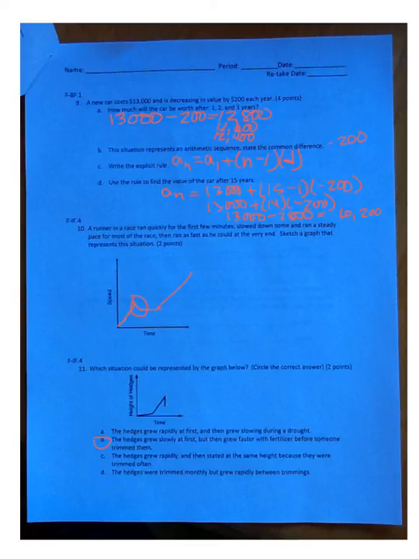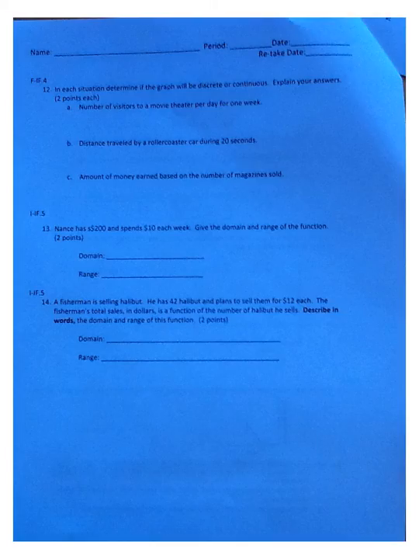It's B. In each situation, determine if the graph will be discrete or continuous. Explain your answers. Number of visitors to a movie theater is discrete. You can't have half of a person. Distance traveled by a roller coaster car in 20 seconds is continuous. No matter what point you stop, it's been traveling that time.